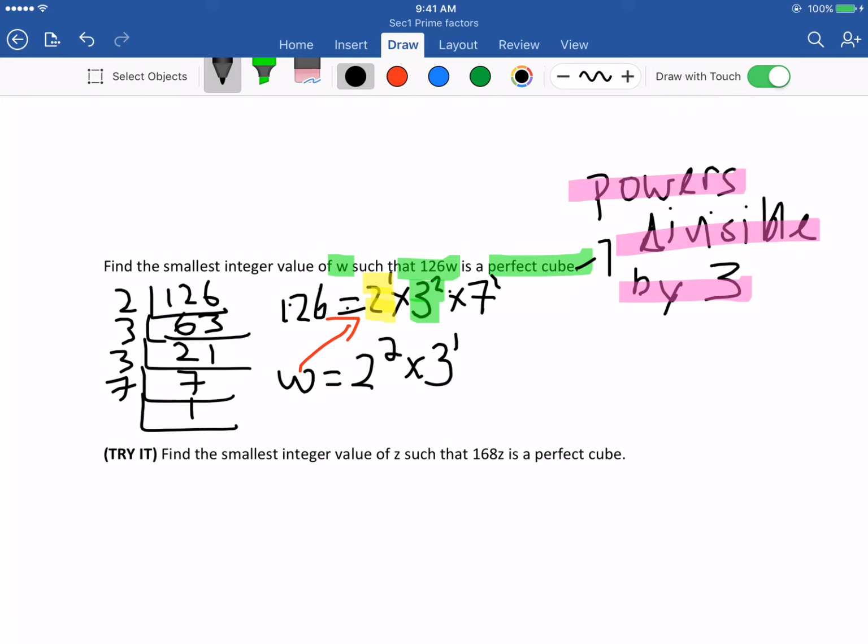Last one, we go and inspect this one, 7. Sorry, it's just 7 to the power of 1. Pardon me. It should be 7 to the power of 1 only. So same thing, is the power divisible by 3? No. So what must w be? w must be actually 7 squared. Okay? Using a calculator, the answer will be 38,416. That's the answer.